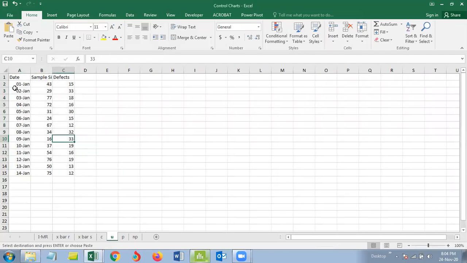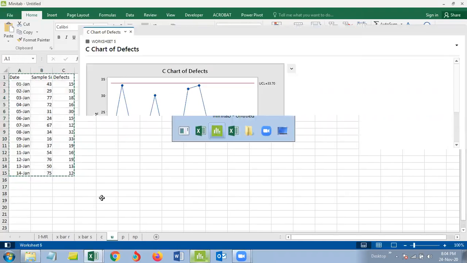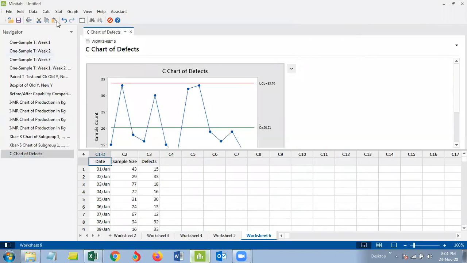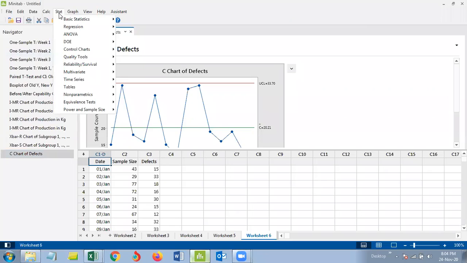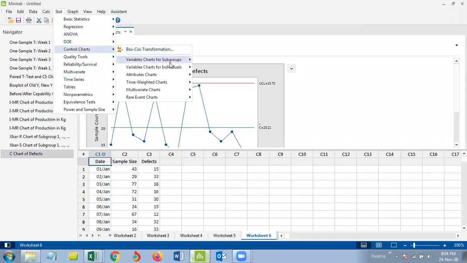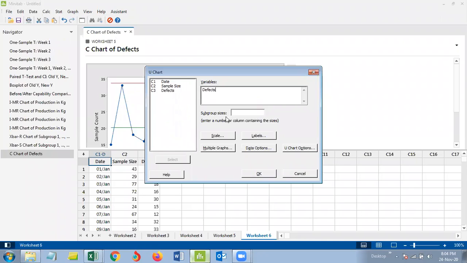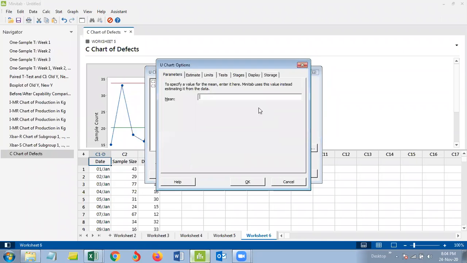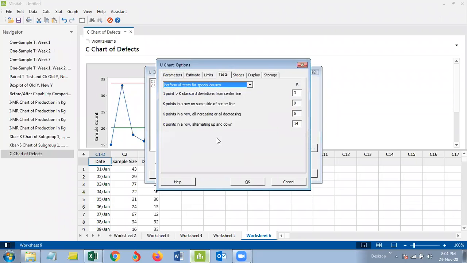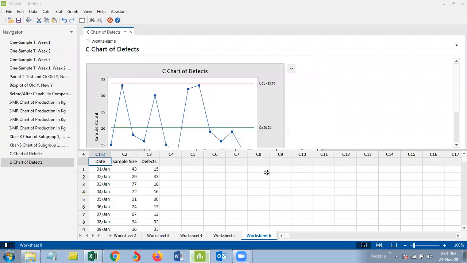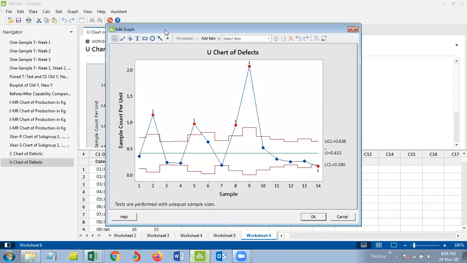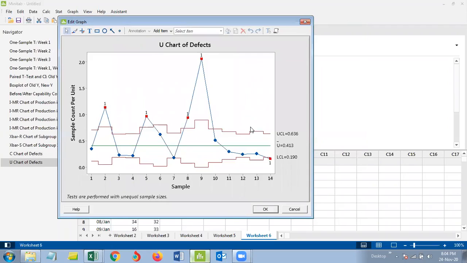all about this chart. There will be something different in this control chart. I definitely want to understand from you what is different and why is that different. Control chart, attribute chart, U chart. Defects, sample size, U chart options, special causes, all the special causes. What is different in this control chart and why is that different? Anyone wants to pitch in? What is different in this control chart and why is that different?